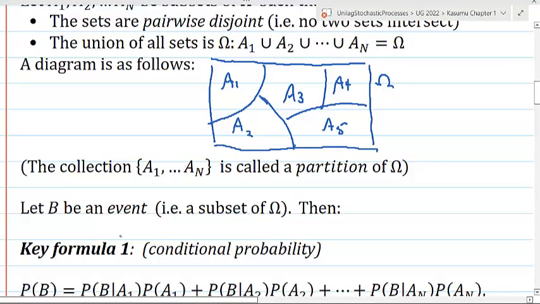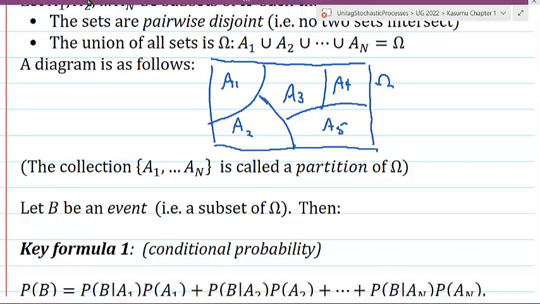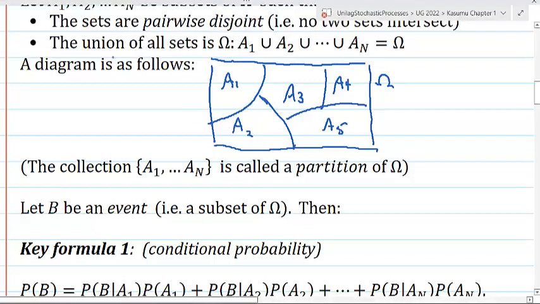Now let B be an event. An event just means a subset of the state space. So here, let me draw B. B would be something like this. This could be an event B.